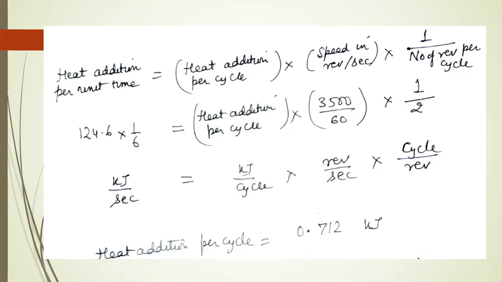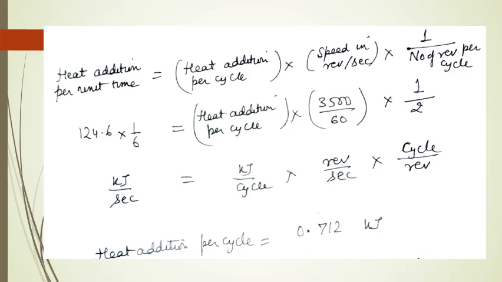Now here we want to know what is the value of heat addition per cycle. So what I have done, we know the heat addition per unit time for one cylinder, and that is 124.6 divided by 6. Now that is equal to heat addition per cycle into revolution per second into 1 upon number of revolution per cycle, that is cycle per revolution.